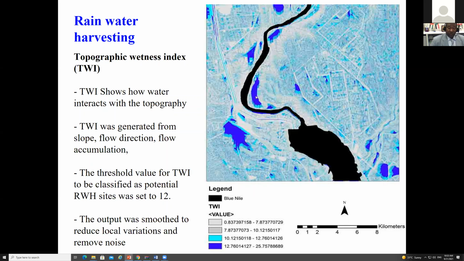Some of these rainwater harvesting areas are close to the river, so there is no need to harvest water there, but we still recommend them as a backup in order to store water in case there is overflow in the river. So these areas could be used as a backup for the flooding. Areas far from the river are suitable areas, as you can see here. Some areas we find near settlements, so they may not be suitable.